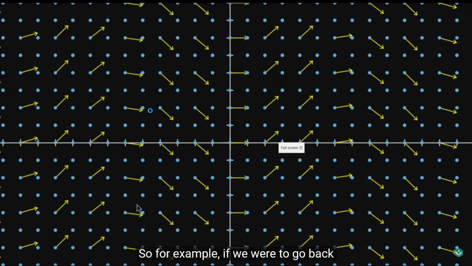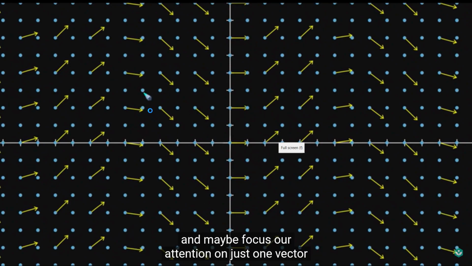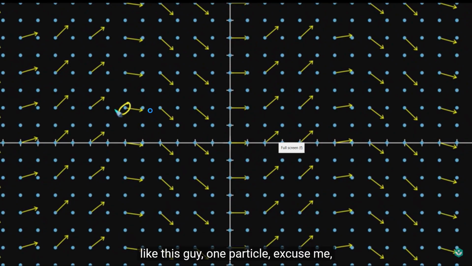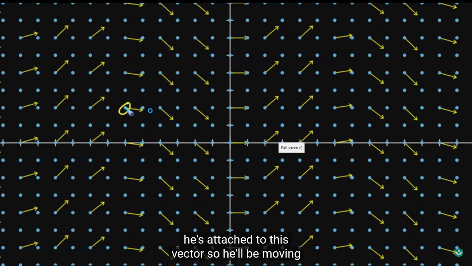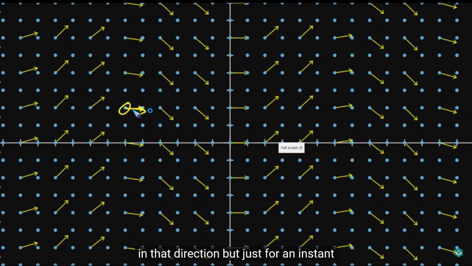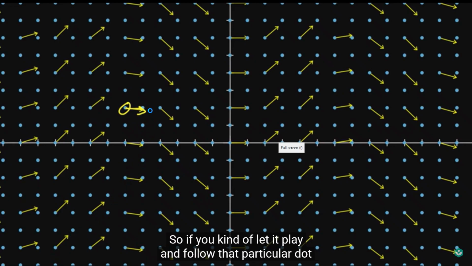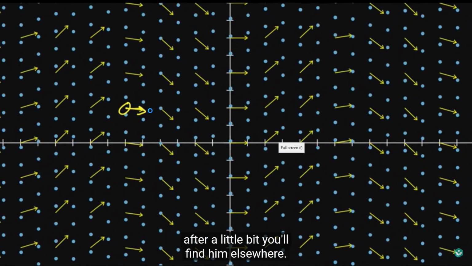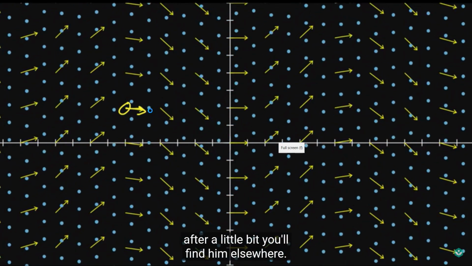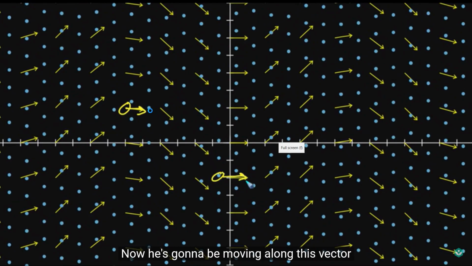So, for example, if we were to go back and maybe focus our attention on just one vector, like this guy, one particle, he's attached to this vector, so he'll be moving in that direction, but just for an instant, because after he moves a little, he'll be attached to a different vector. So if you let it play and follow that particular dot, after a little bit, you'll find him elsewhere. I think this is the one, right? And now he's going to be moving along this vector, or whatever one is really attached to him.